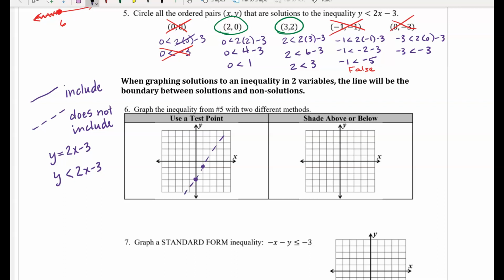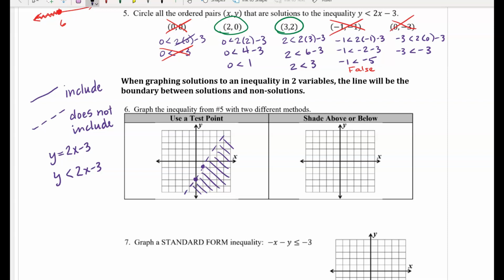Now we have to decide which side of the line to shade, and there are 2 methods for doing that. One method is to use a test point. So pick any point. The easiest one is the point 0, 0, which is the origin. We've already substituted that into our equation in number 5. It was our first test point, and we found that that did not satisfy the inequality. Since it did not satisfy, that means we want to shade on the side that's opposite that test point.